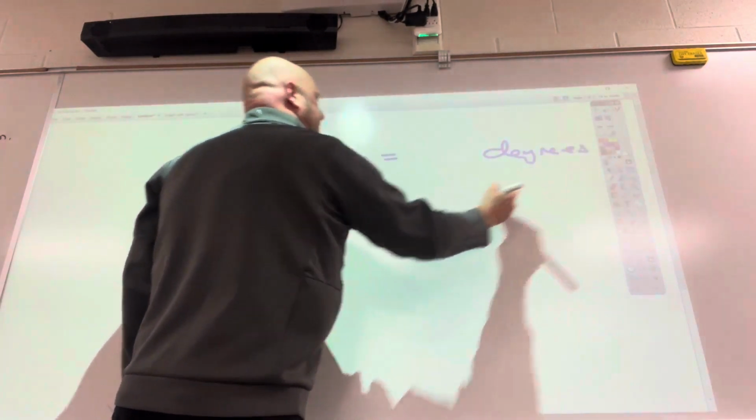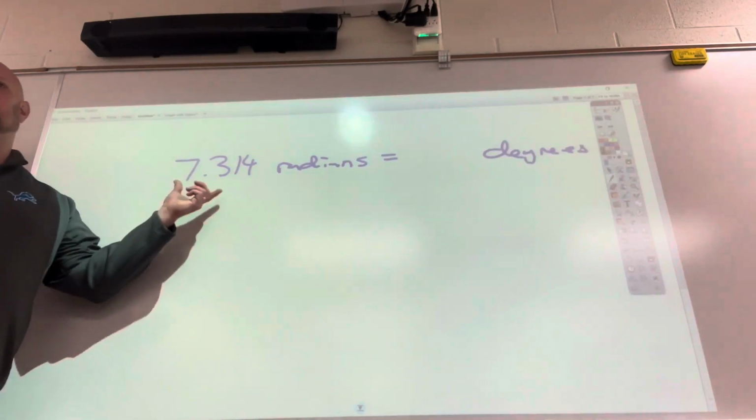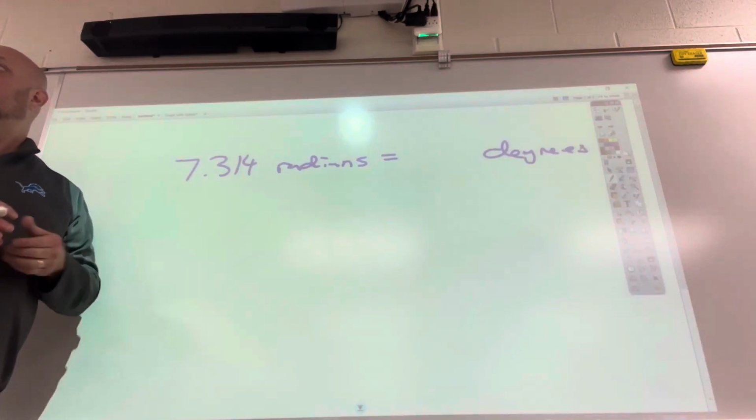They want you to convert this weird decimal into degrees. The idea is exactly the same. The weird part about this is the pi, the 3.14, just got multiplied in.